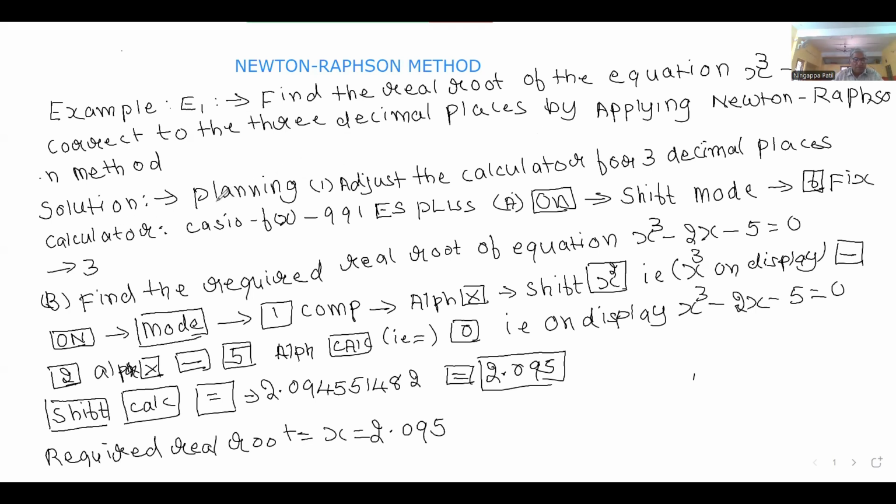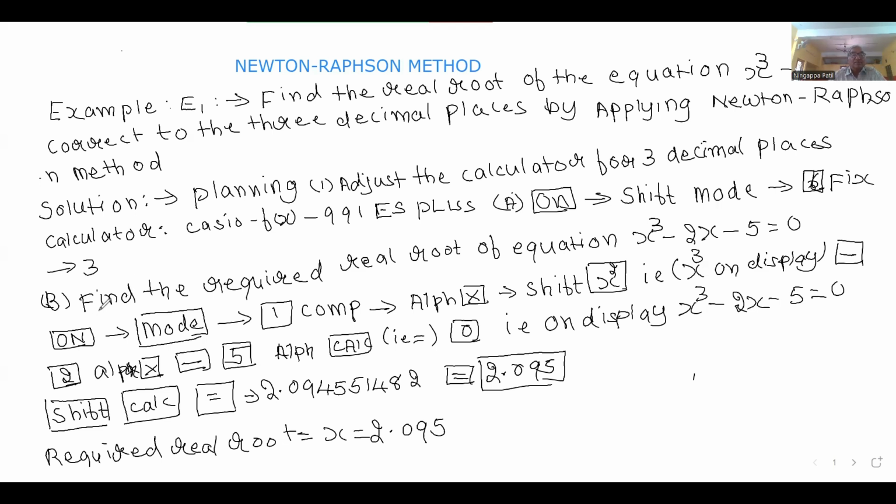Solution. Before starting the solution, we have to make a planning. The example asks you for 3 decimal places, so we have to adjust the calculator for 3 decimal places. I am using the calculator Casio FX 991 ES plus. On the calculator, press shift, mode button and 6, that is Fix, and then 3. This means you have adjusted the calculator for 3 decimal places.